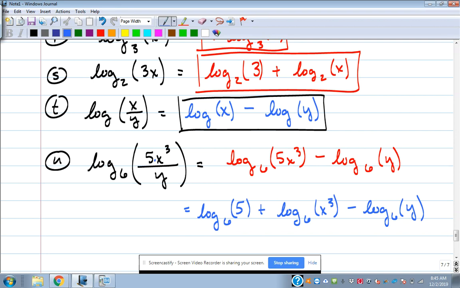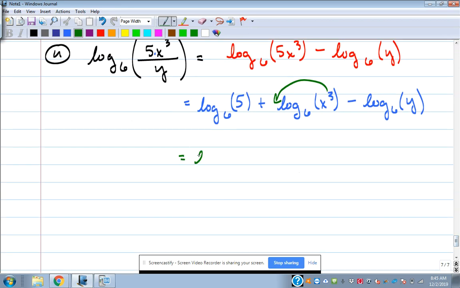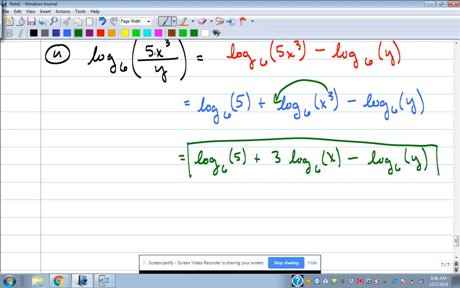And then one more thing can happen here. That 3 can drop down with the power property to the front of that piece. And there we have log base 6 of 5 plus 3 log base 6 of x minus log base 6 of y. And that's our fully expanded form for that.